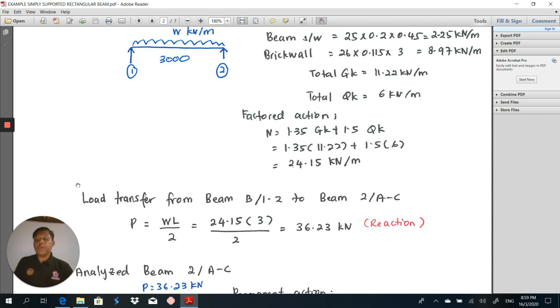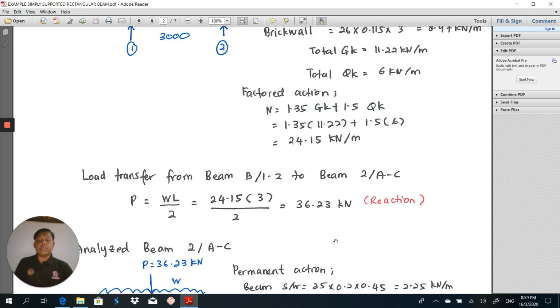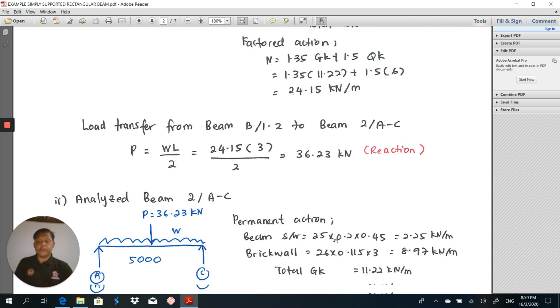This is how we're going to transfer load from beam B12 to beam 2AC. We have to find the reaction at point 1 and also point 2, which become a point load on top of primary beam 2AC. So P is equal to WL over 2. Then the answer here, the reaction is 36.23 kilonewton.